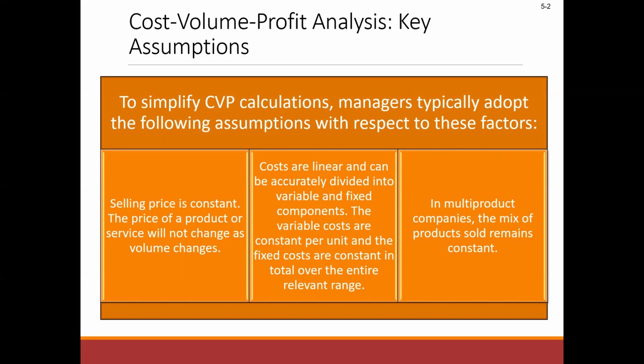We keep the selling price constant. The price of a product or service will not change as volume changes. We also assume that costs are linear and can be accurately divided into the variable piece and the fixed piece. The variable costs are constant per unit, and the fixed costs are constant in total over that relevant range. And in companies where we have various products, the mix of products sold remains constant. So in order to do this analysis, we're showing certain key figures, which may or may not be right, but in our case, this is how we have to create it to make it make sense for us, okay?